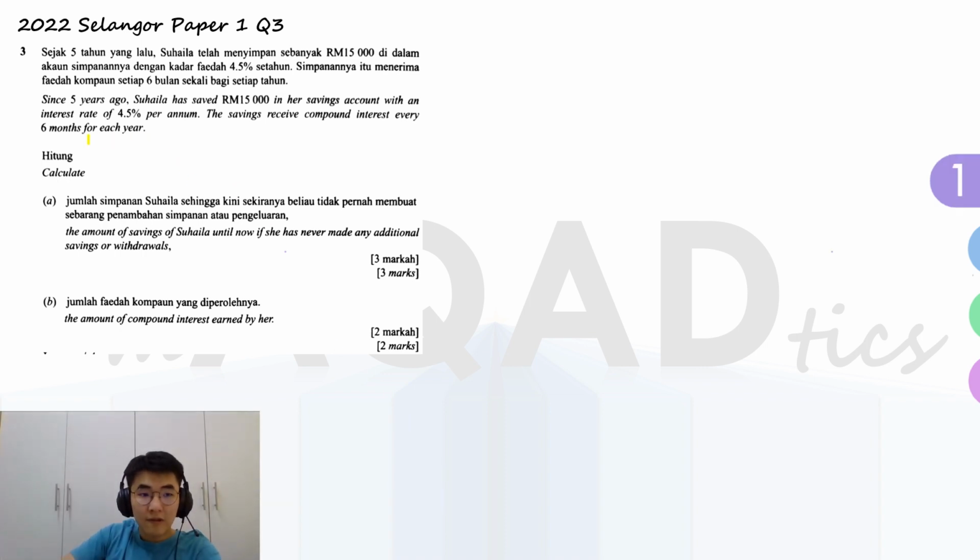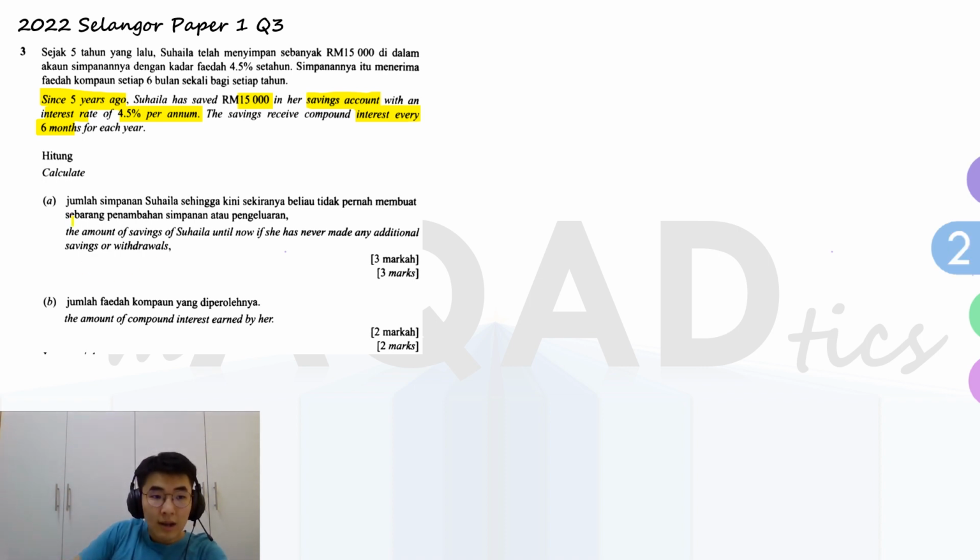Alright, so this question, we have Suhaila. Since 5 years ago, she has saved 15k inside her saving account with an interest rate of 4.5% per annum. So this means that according to her saving account during that period, the bank will pay her another 4.5% per year. Meaning for the current amount, we multiply 4.5% per year. Right, but the special thing is this interest will be given every 6 months per year. So it means for every year she will receive 2 interest payments.